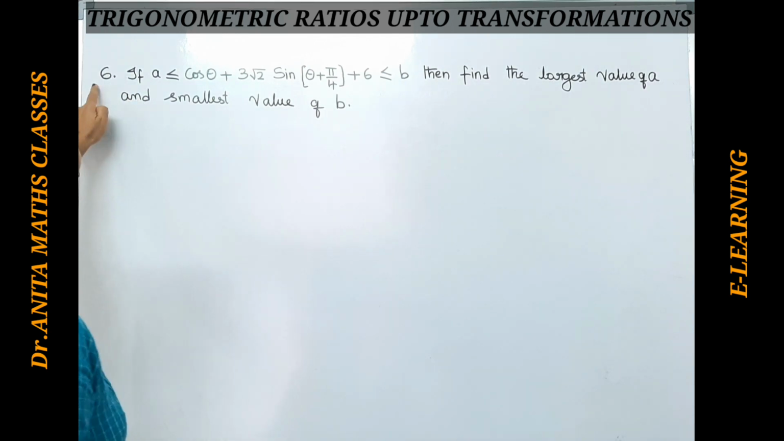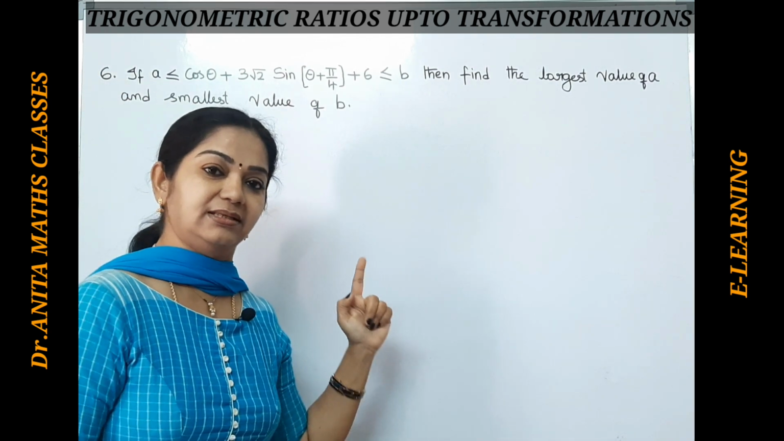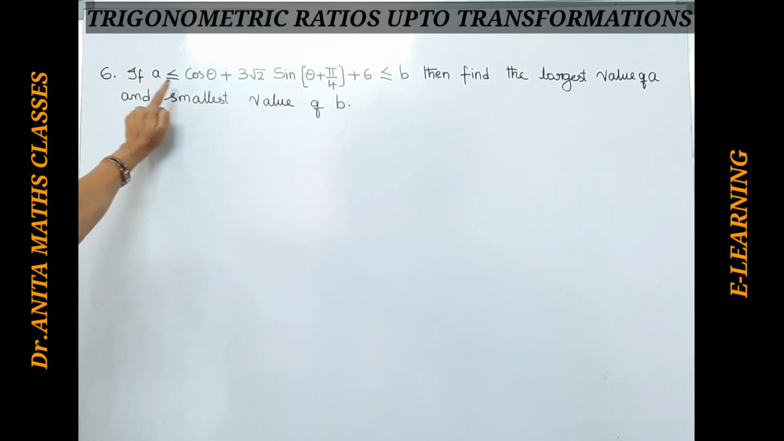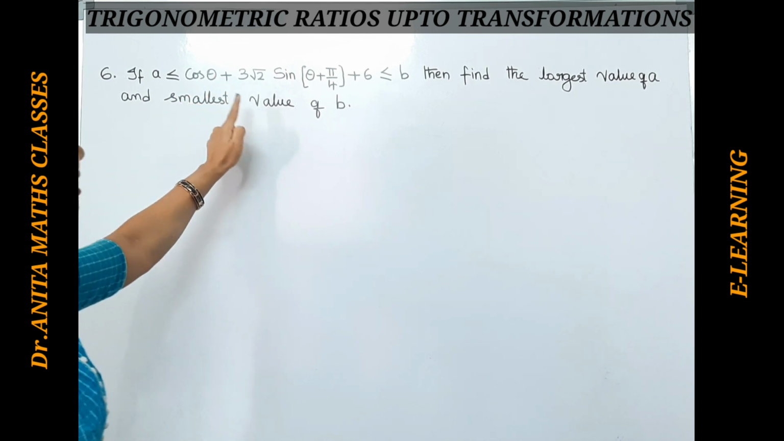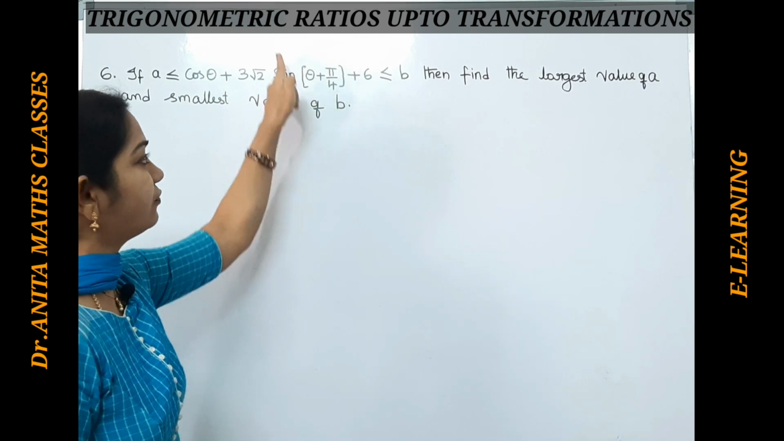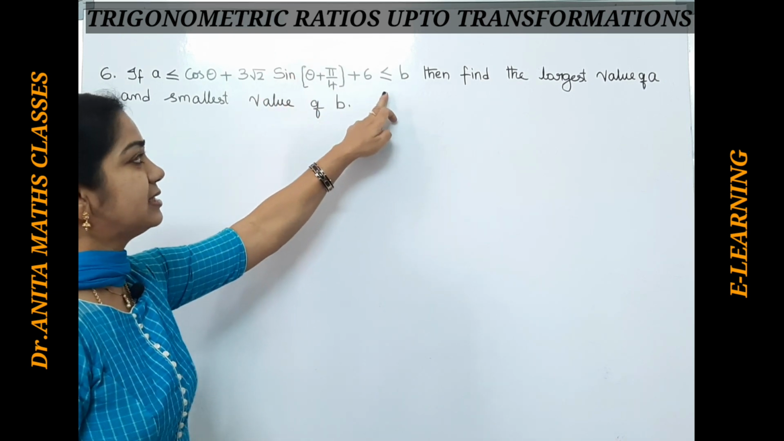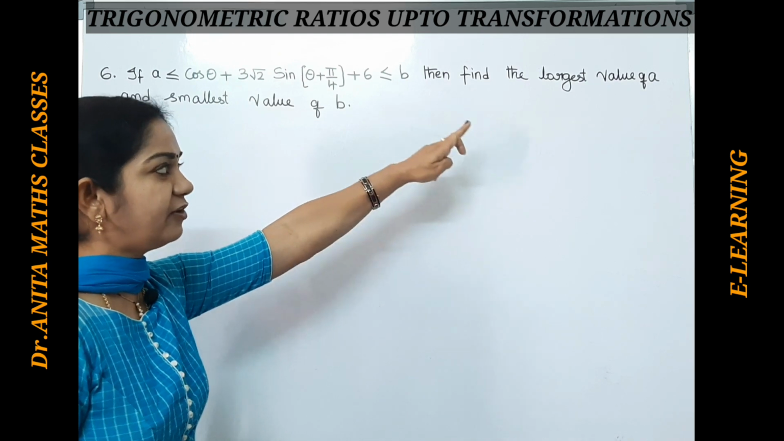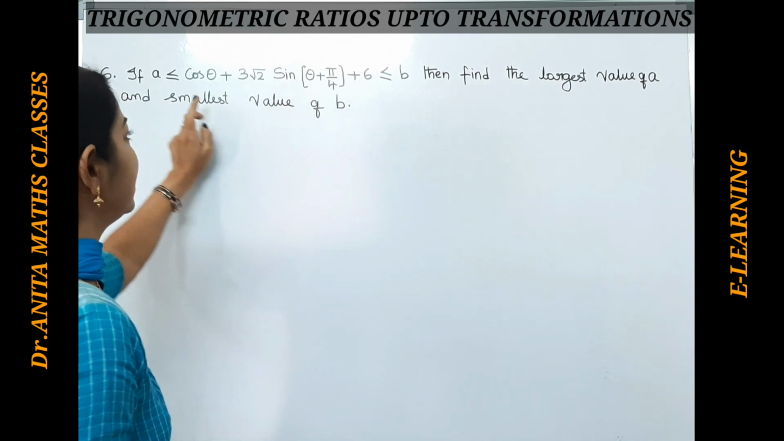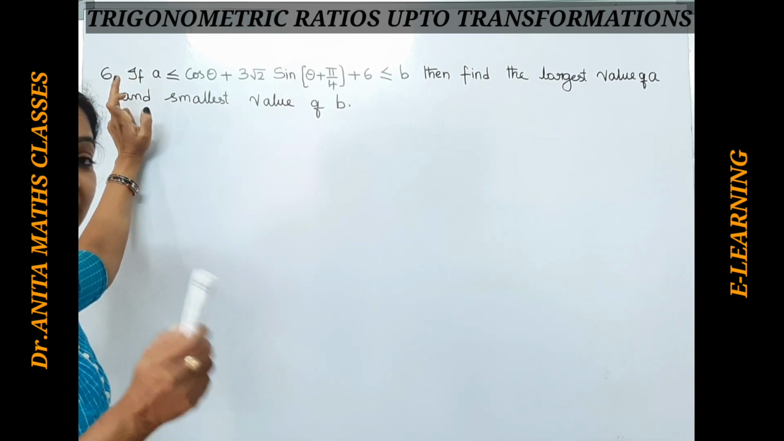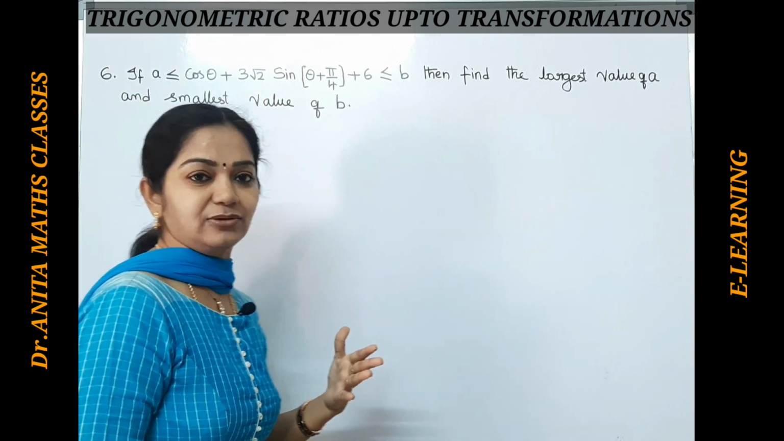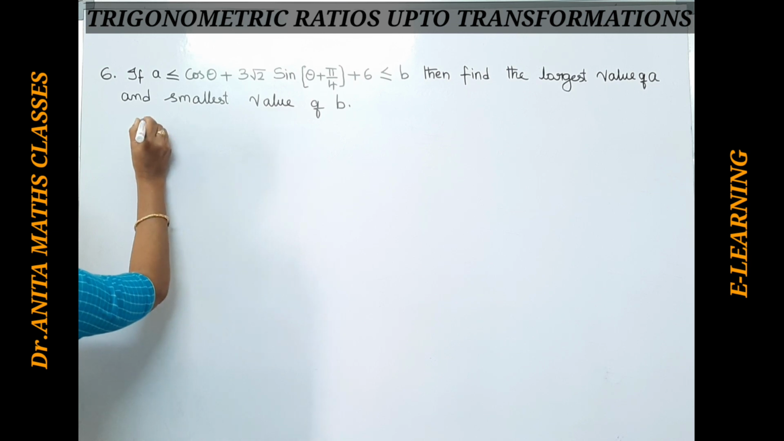That is section 1, in which I dealt with up to the 5th problem in a previous video session. Now here the 6th problem I have noted down. If A is less than or equal to cos theta plus 3 root 2 sine of theta plus pi by 4 plus 6, which is less than or equal to B, then find the largest value of A and the smallest value of B. Here it is asking for the largest value of A, that is the maximum value, and the smallest value of B, that is the minimum value. So let's get started with this solution.